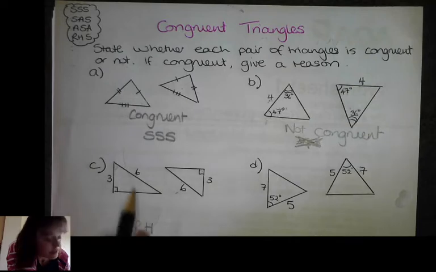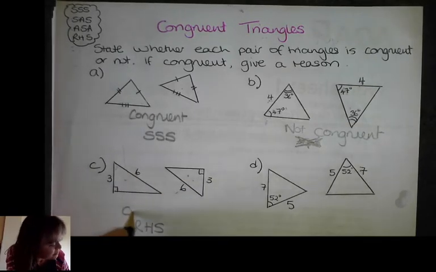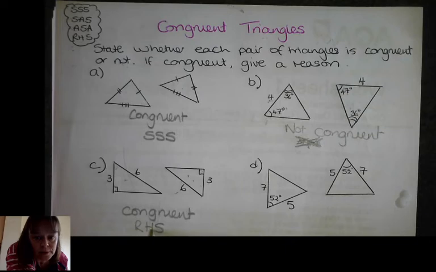And I do have another side that matched. So I know that these two shapes are the same. And so I write congruent, the maths word for same shape. How do I know? Because I had a right angle, the hypotenuse, and another set of sides that matched.